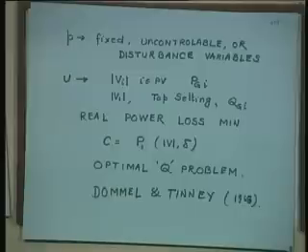Here is the definition of p, which I have already told. Pi is fixed, uncontrollable or disturbance variables. I told you all the three. Now some examples of control variables out of y, which will be called u.